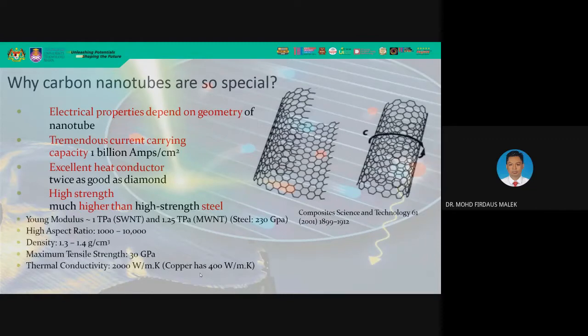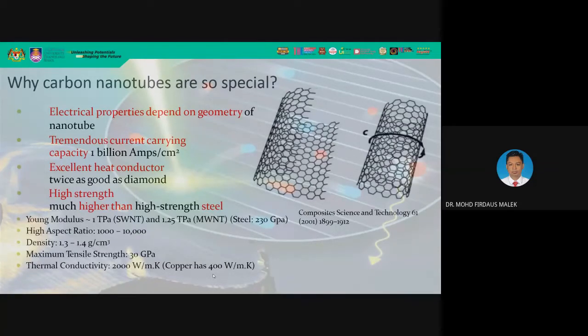Okay, and then when you add these carbon nanotubes, it also will enhance the electrical conductivity. Okay, lebih higher than copper. So normally kita guna copper. If you know, for electrical supply that we use in our house, we are using copper. So by using carbon nanotubes, we actually can increase the conductivity 6 times more than using copper.